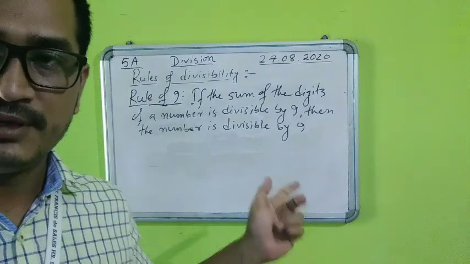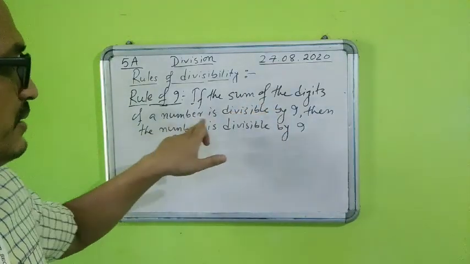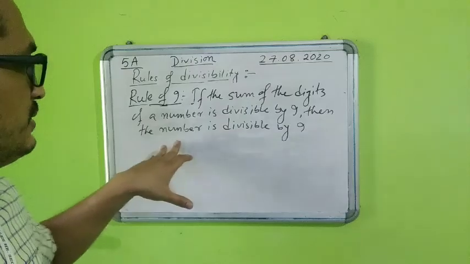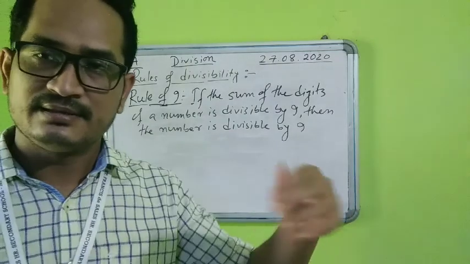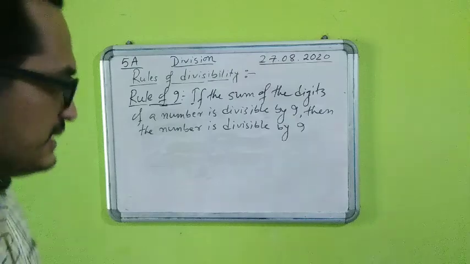You remember the rule of 3? I have written the same sentence. If the sum of the digits of a number is divisible by 9, then the number is also divisible by 9. That means it is the same. For 3 also we do the same, for 9 also we do the same. Let us take an example.